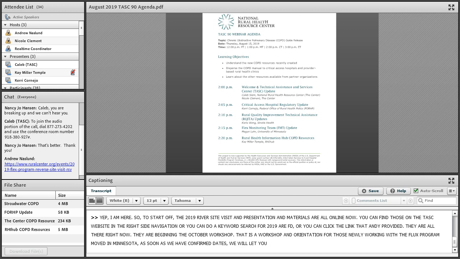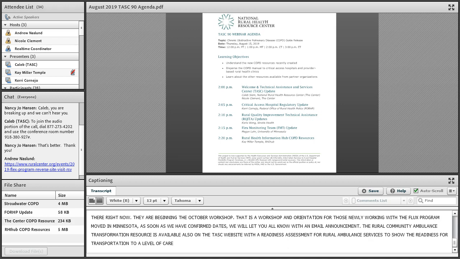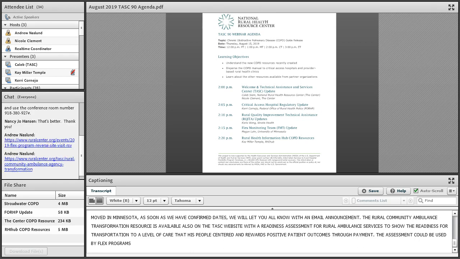The Rural Community Ambulance Agency Transformation resource is now available also on the Tasc website. It includes a readiness assessment and resources for rural ambulance services to use to evaluate their readiness for transformation to a level of care that is people-centered and rewards positive patient outcomes through value-based payments. This assessment could be used by Flex programs to help assess the current state of ambulance services and to help with planning Flex activities in the EMS program area. Andy pasted a link to that also in the chat.